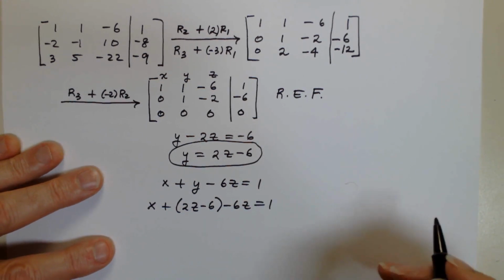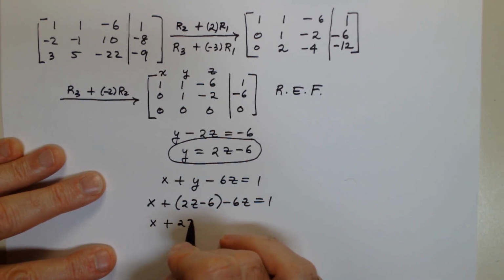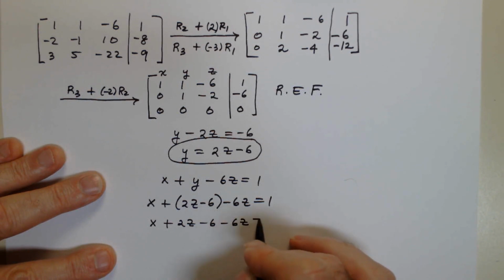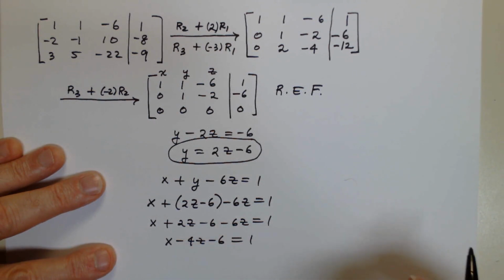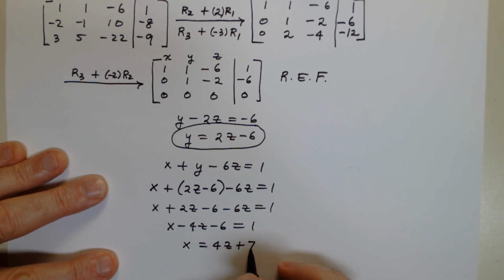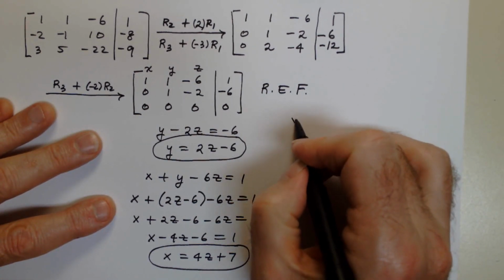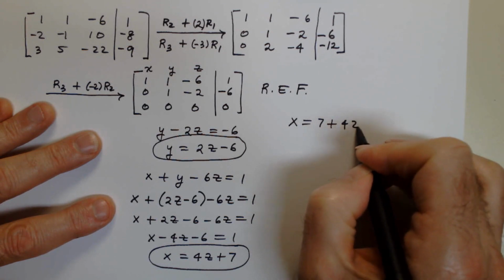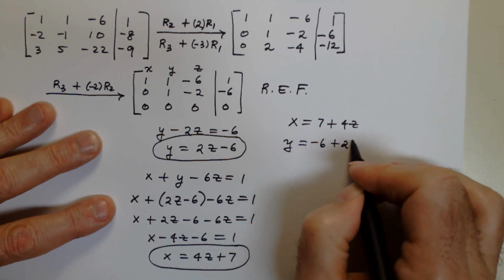Okay, so I simply replace y by 2z minus 6. And now let me just clean this up a little bit. So that's going to be x minus 4z minus 6 equals 1. So when I solve for x, I can write x as 4z plus 7. Okay, so here's what I have at the end of the day. I know I can write x as 7 plus 4z. I know I can write y as -6 plus 2z.